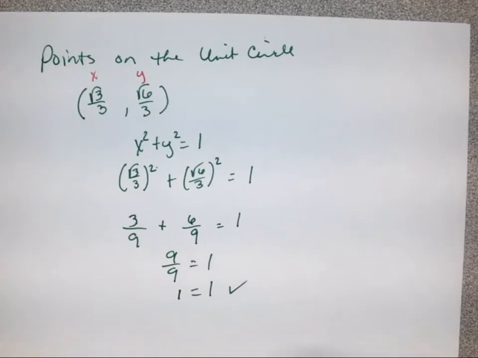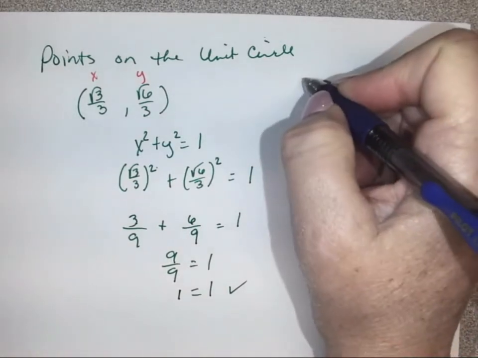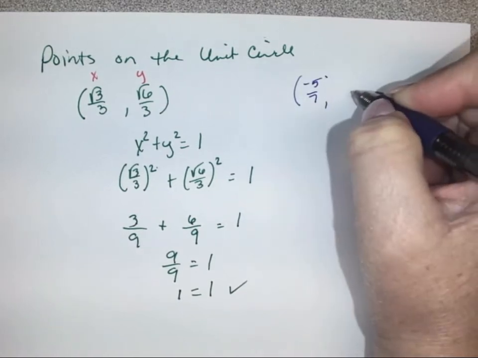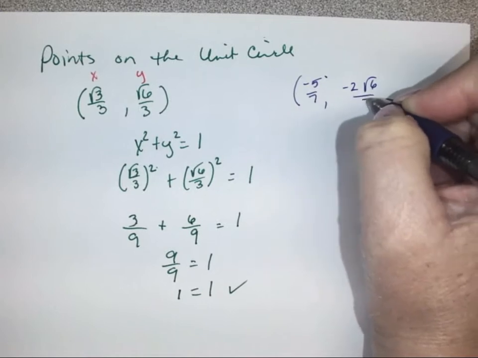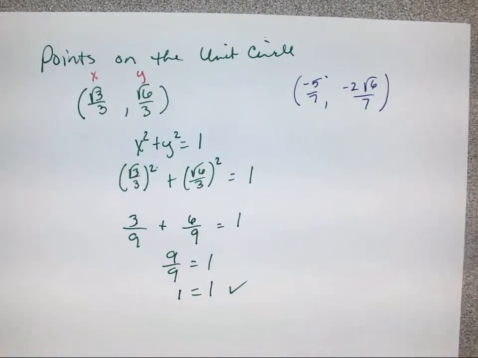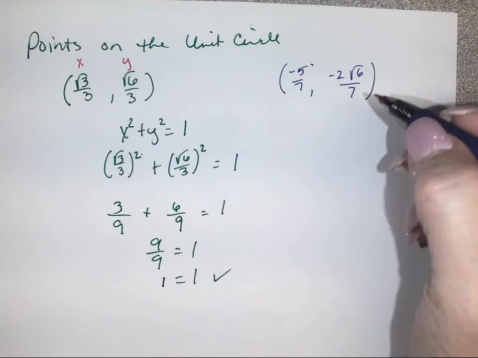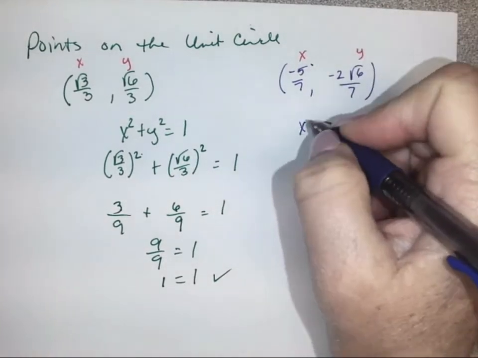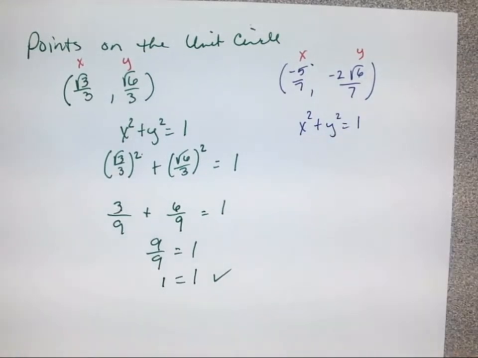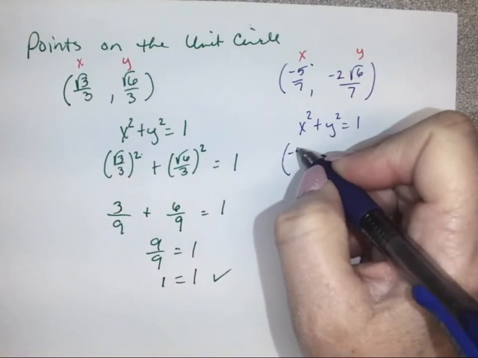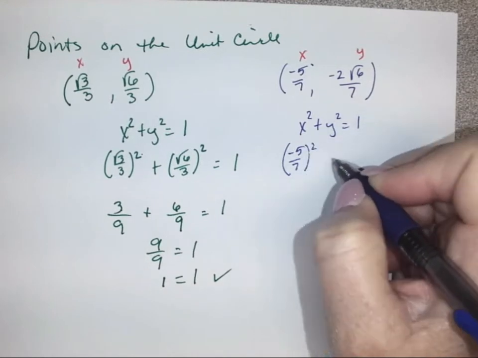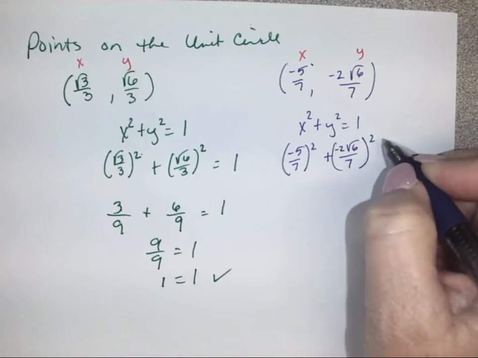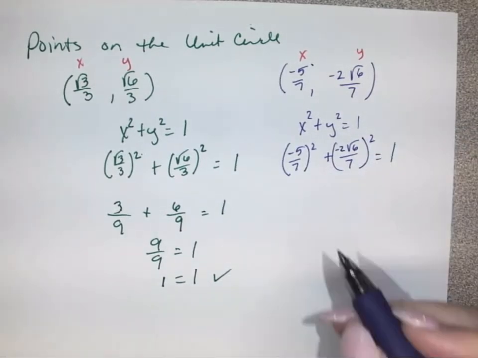Let's do another example. So if we have -5/7 and -2 square roots of 6 over 7, we want to know if it's on the unit circle as well. So again, this is our x and our y, and we're plugging it into x squared plus y squared is equal to 1. So we have -5 over 7 squared plus -2 square roots of 6 over 7 squared, wanting to know if it's equal to 1.